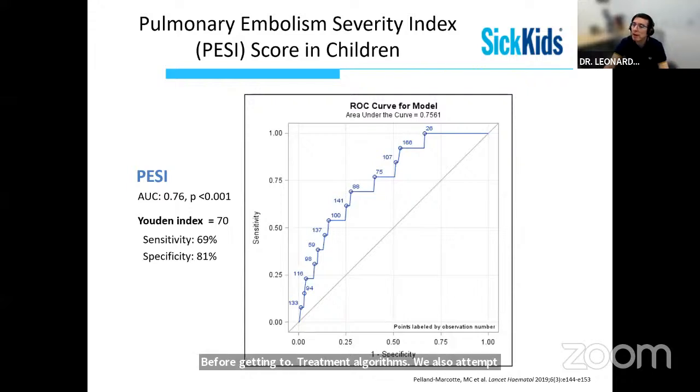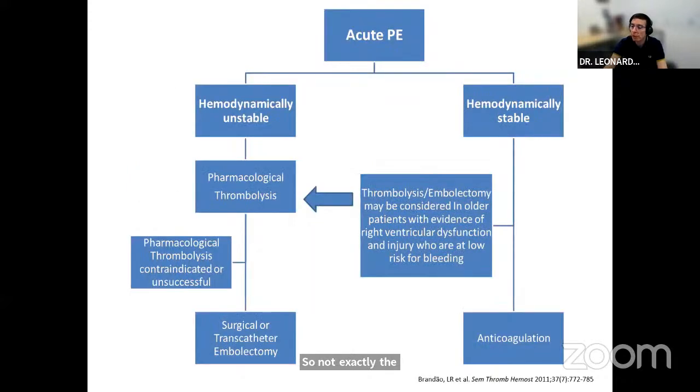We also attempted to evaluate the predictive, or rather discriminatory, role of tools that would have been used in adults to predict mortality, such as the pulmonary embolism severity index score. By utilizing a ROC curve analysis model, where very good discrimination would come from areas under the curve equal or greater than 0.9, we can see a limitation of the adult-driven tool, with sensitivity of 69%, so moderate at best, and specificity of 81%. So not exactly the results one would be hoping for.